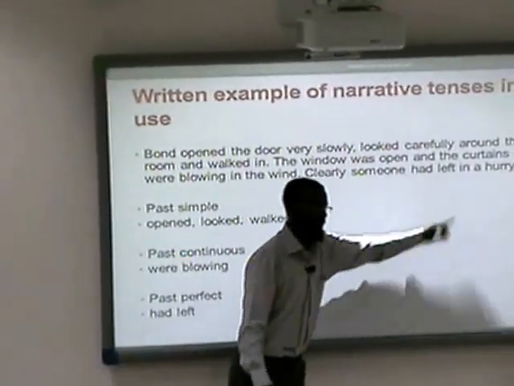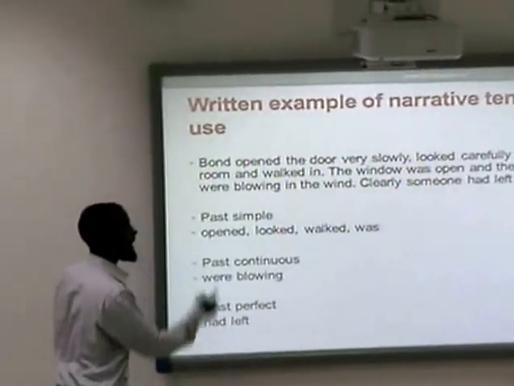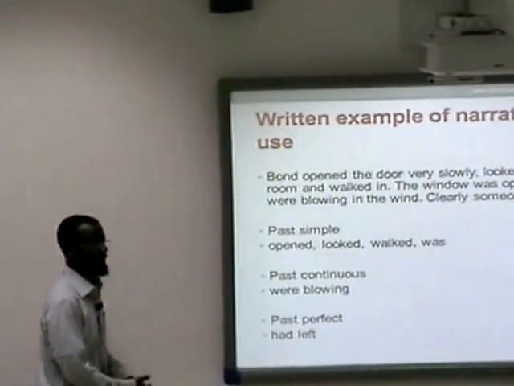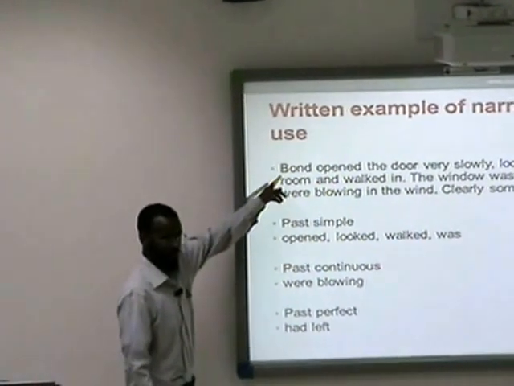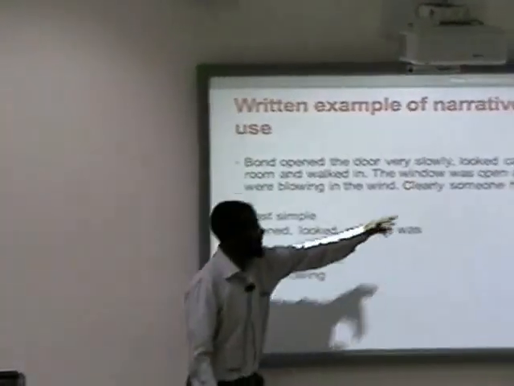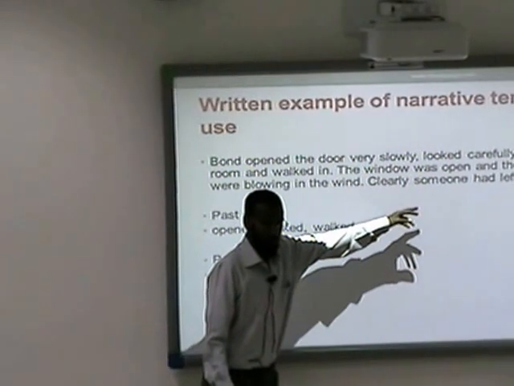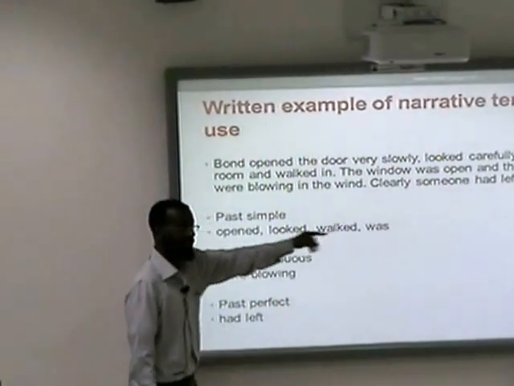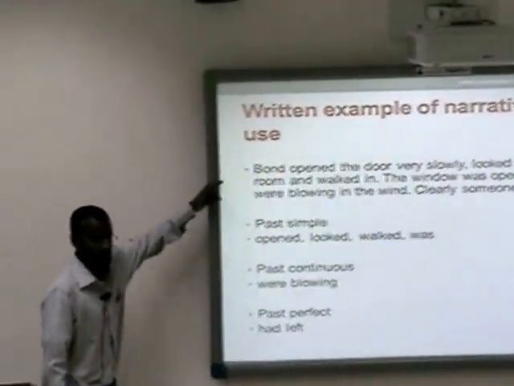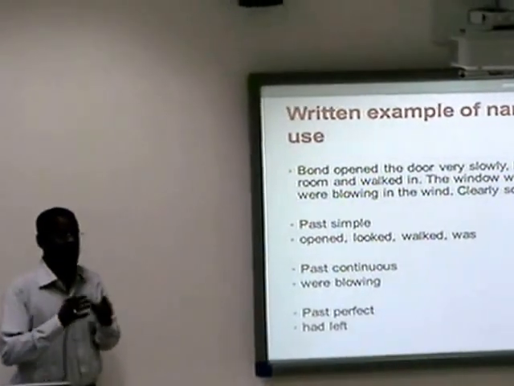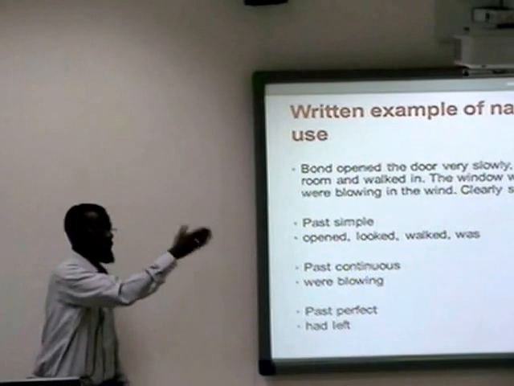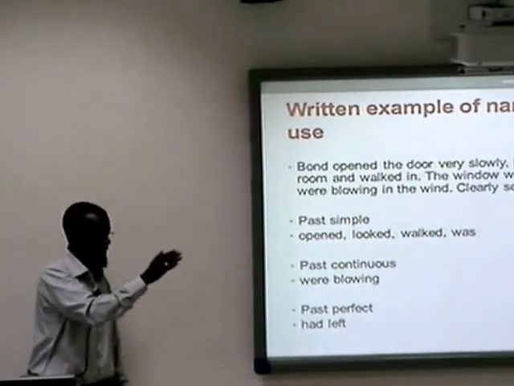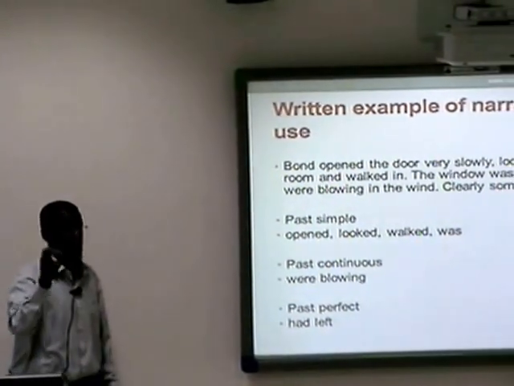had left. Clearly someone had left. When did he leave? Before Bond came to the room. So it's the past perfect tense that tells us that this action happened before the past simple action. If you understand the tenses correctly, you'll understand the sequence, the order of the actions or the incidents in the story. Okay?